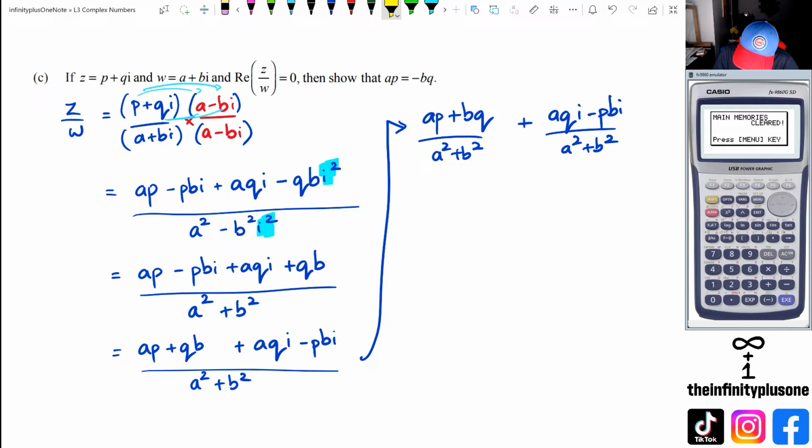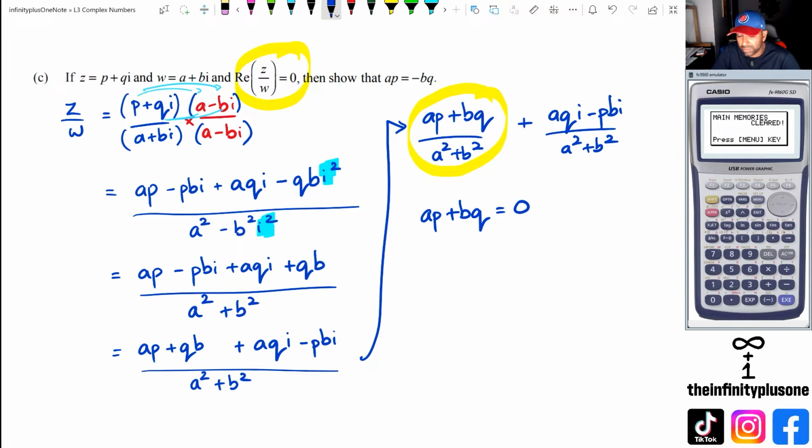Now, as I said before, the real part of this z over w is equal to 0. So we can say this entire thing right here is equal to 0. If this is equal to 0, then we can say that ap plus bq is equal to 0. We don't really need to worry about the denominator, because the numerator is the only thing that needs to equal 0. And if that's the case, what we can then say is ap is equal to minus bq. Basically what we've done there is we've proved that ap equals minus bq.